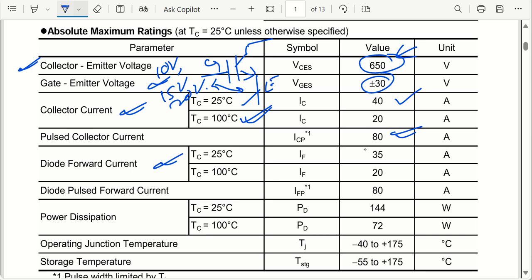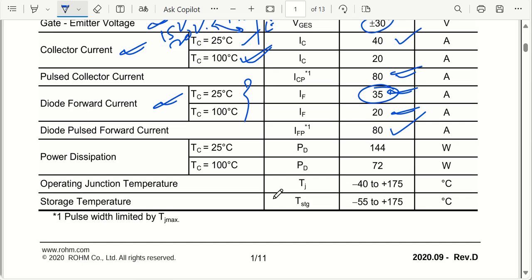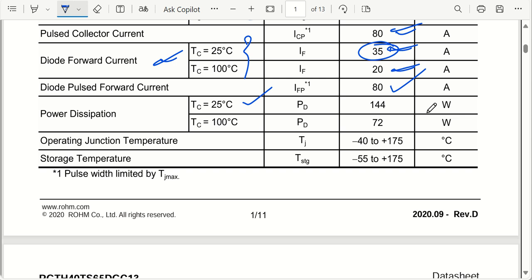We have diode forward current. So the diode forward current capability is also around 35 amperes and 20 amperes at two different temperatures, which are 25 degrees centigrade and 100 degrees centigrade. Now let us talk about diode pulse forward current, which is around 80 ampere. We have power dissipation capabilities, that is at 25 degrees it is 144 watts, and when we increase the temperature to 100 degrees centigrade, this will reach 72 watts, that is half of that. The junction temperature works from minus 40 degrees centigrade to 175 degrees centigrade. So up to 175 degrees centigrade it can work, otherwise it will get damaged.